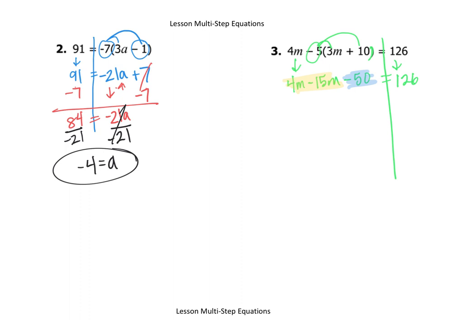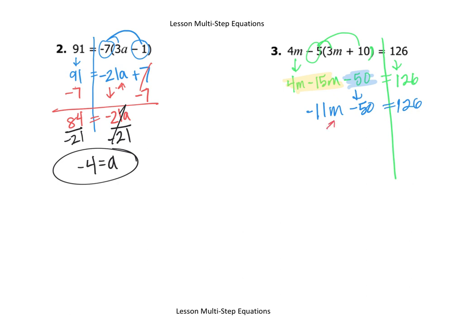on this side of the equal sign. So 4m's take away 15m's is negative 11m. And we bring down negative 50. This is equal to 126. Okay, now we start moving things around. I'm trying to get m by himself.